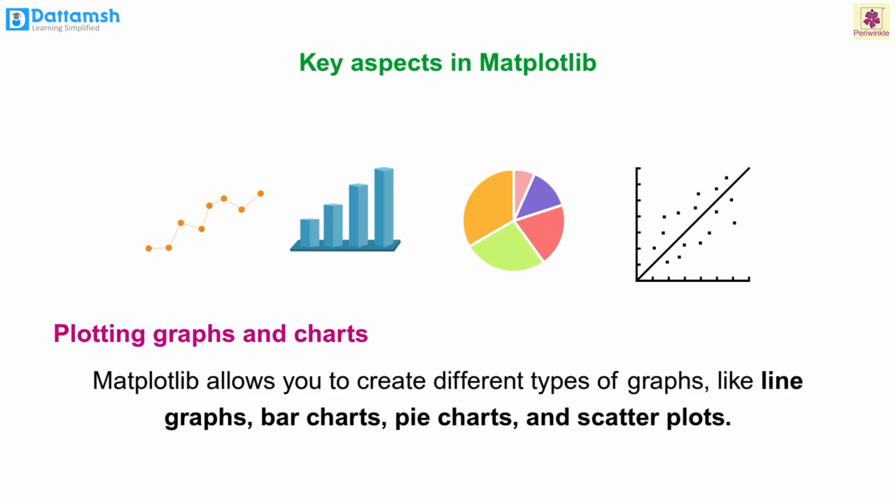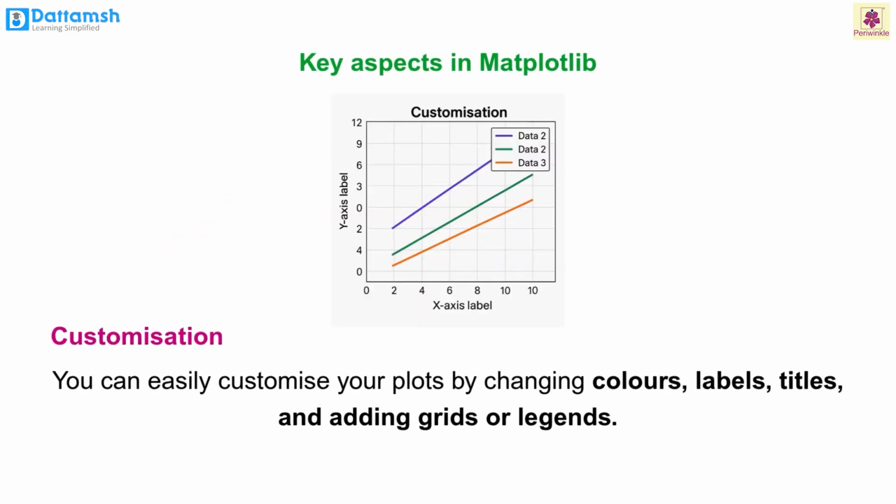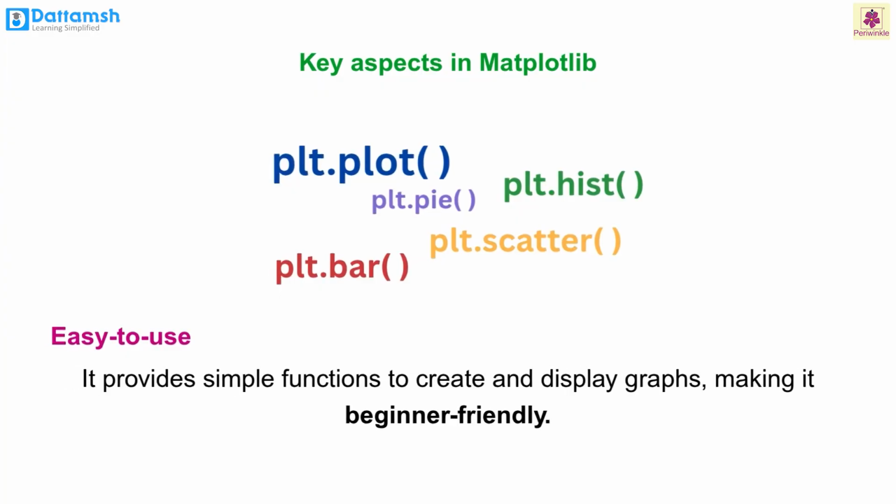Plotting graphs and charts. Matplotlib allows you to create different types of graphs like line graphs, bar charts, pie charts, and scatter plots. Customization. You can easily customize your plots by changing colors, labels, titles, and adding grids or legends. Easy to use. It provides simple functions to create and display graphs, making it beginner friendly.